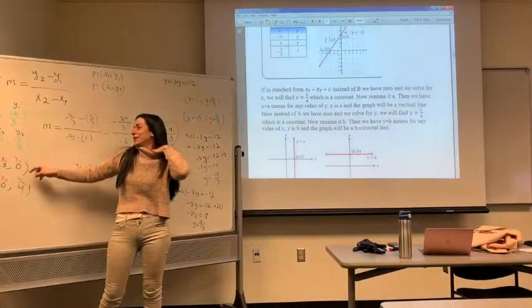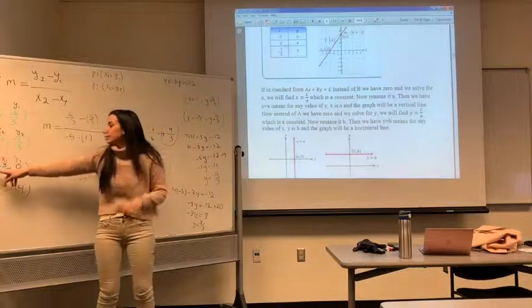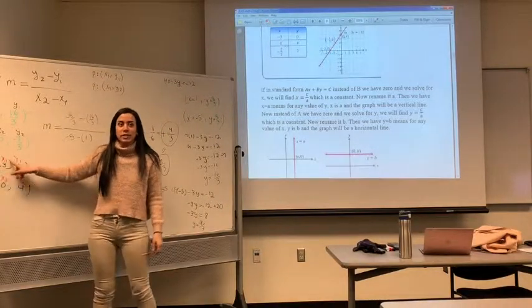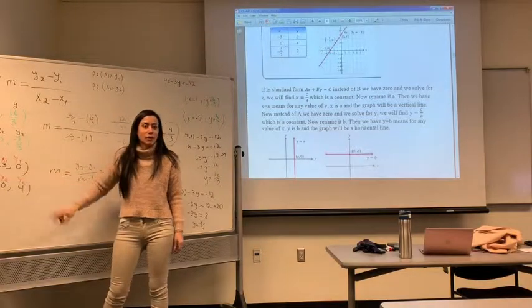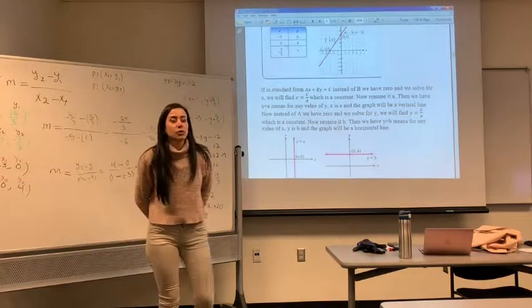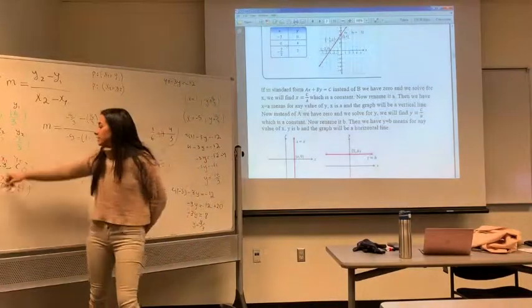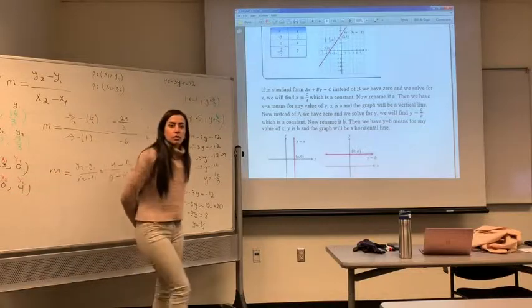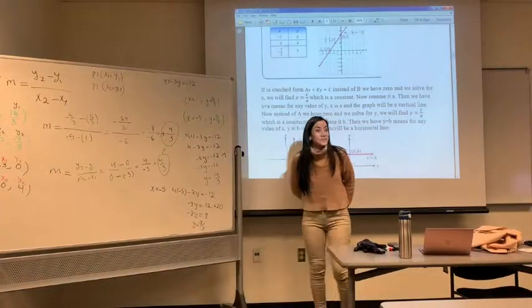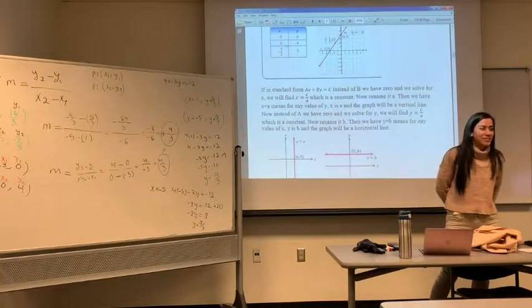Let's see. Point 1, point 2 I chose, correct? If I said this one is point 2, this one is x2, y2, and then I chose this one as x1, y1, what would happen to the slope? If I just said this is my point 2, this is my point 1. It's going to be 3 over 4. You think so? It will never ever change.